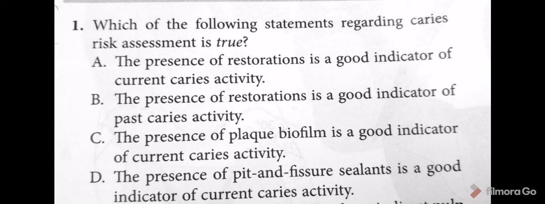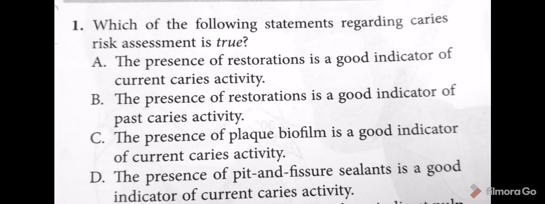Okay. Next question is, which of the following statements regarding caries risk assessment is true? The presence of restoration is a good indicator of current caries activity. If it is restoration, it only says about the past caries activity, not the current activity. So it's wrong. The presence of restoration is a good indicator of past caries activity. That is correct, because the restoration will say that the person has suffered from caries in the past. So it's a good indicator of past caries activity.